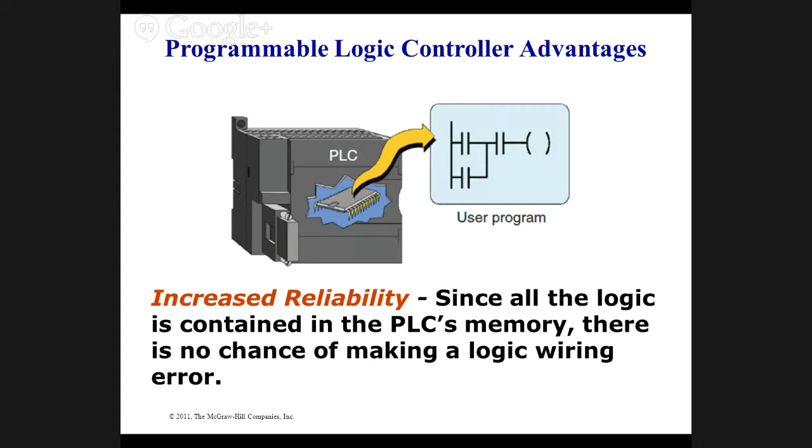Increased reliability. Using a PLC, I like to use the term softwire. That's your program, because when you have wires and devices running out there, they're bound to fail. And when you have the PLC, you eliminate a lot of that wiring, which means it's not going to short out, it's not going to get corroded. It's all done inside the PLC.